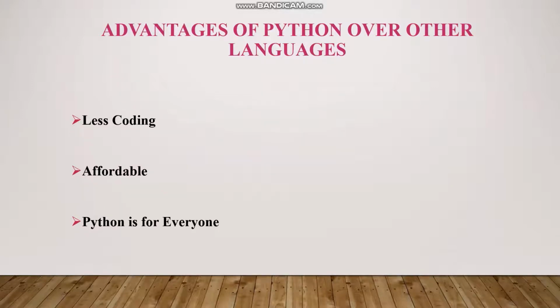Advantages of Python over other languages. First, we'll look at less coding. Almost all of the tasks done in Python require less coding than the same task done in other languages. Python has awesome standard library support, so you don't have to search for any third party libraries to get your job done. This is the reason that many people suggest learning Python to beginners.